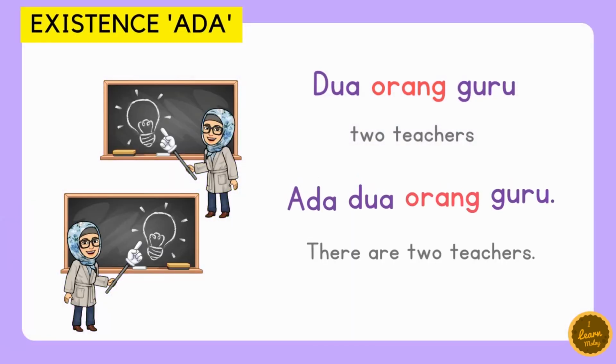Another example is to say the existence of something. You will use the word ada, and this has been covered in the previous lesson. Check out the link in the description box. As an example, ada 2 orang guru. There are 2 teachers. You may say ada 2 guru, colloquially of course, and it is okay.